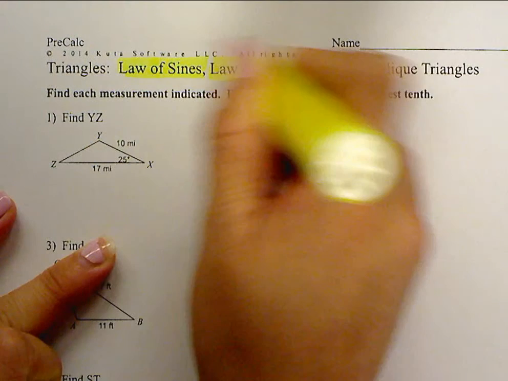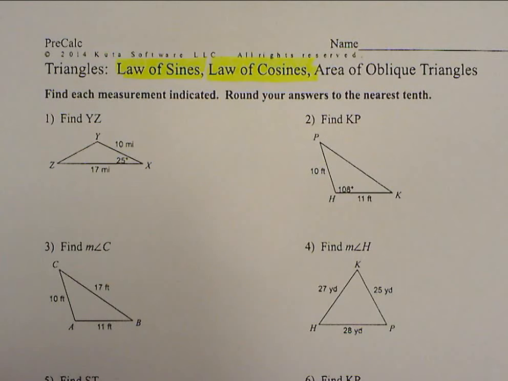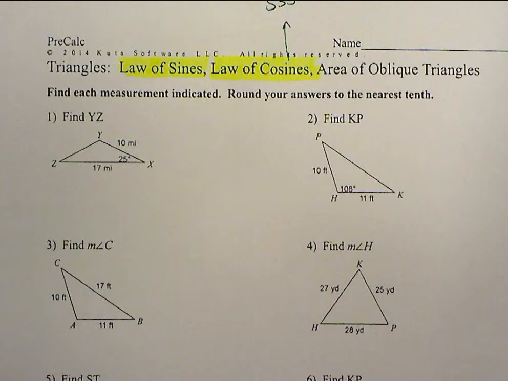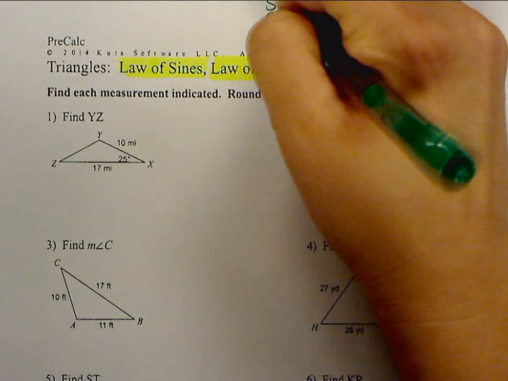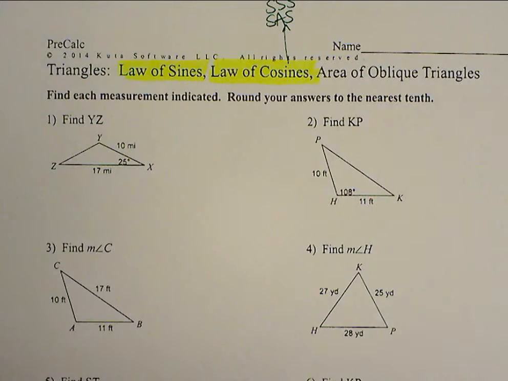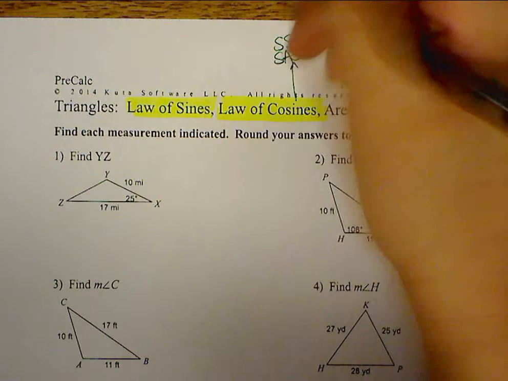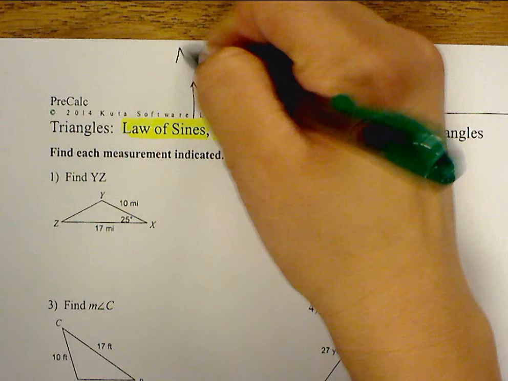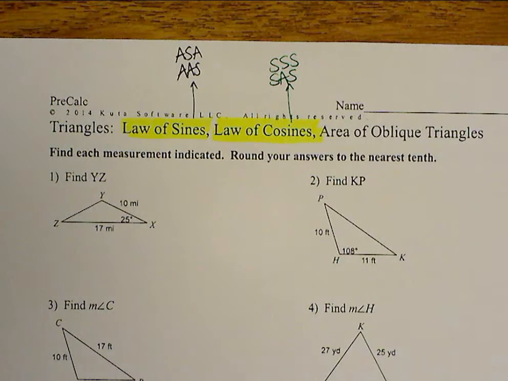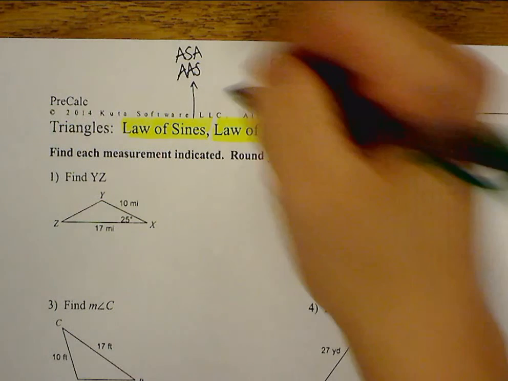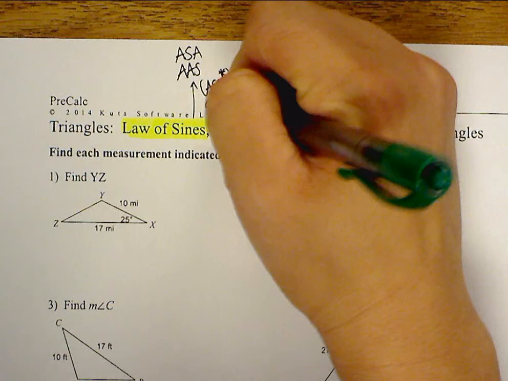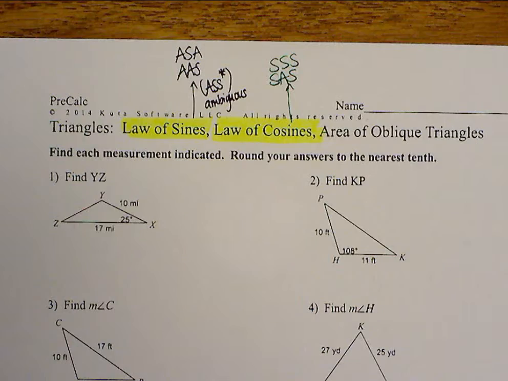Okay, the law of cosines, does anybody remember when is that useful? Side, side, side, all the sides, or side, angle, side. Okay? Law of sines is useful for angle, side, angle, and angle, angle, side. You can also use it for ASS, but that's the ambiguous case because there could be more than one answer and you have to be smart about knowing which one's the right answer or not.